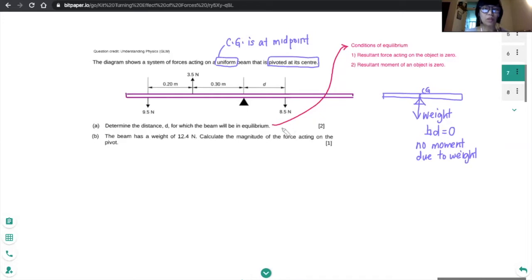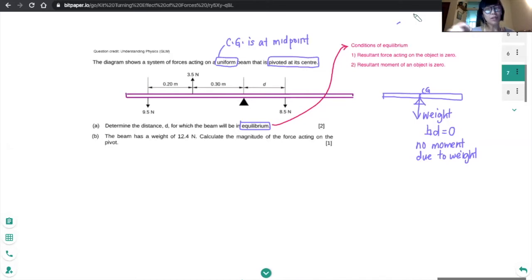So in this case, for part A, we probably don't need to consider the moment produced by the weight. And the question says that the beam is at equilibrium. So what's the meaning of equilibrium? In physics, when we say equilibrium, it's something to do with being balanced. For something to be balanced, there are two conditions. We need to put them into very tangible conditions so that we can use them in the question. Equilibrium means that the resultant force acting on the beam is 0, and the resultant moment of the beam is also 0.